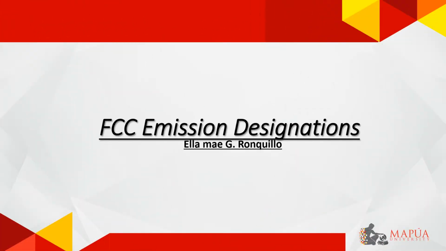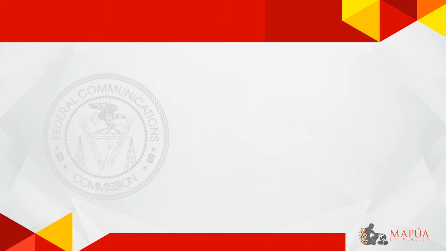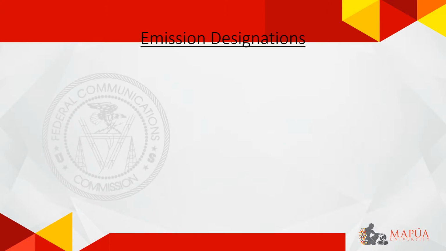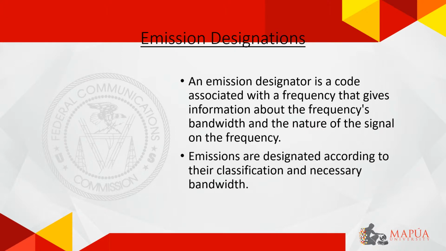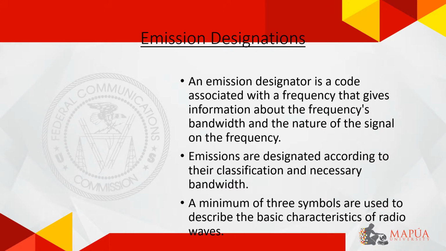FCC emission designations. An emission designator is a code associated with a frequency that gives information about the frequency's bandwidth and the nature of the signal on the frequency. Emissions are designated according to their classification and necessary bandwidth. A minimum of 3 symbols are used to describe the basic characteristics of a radio wave.